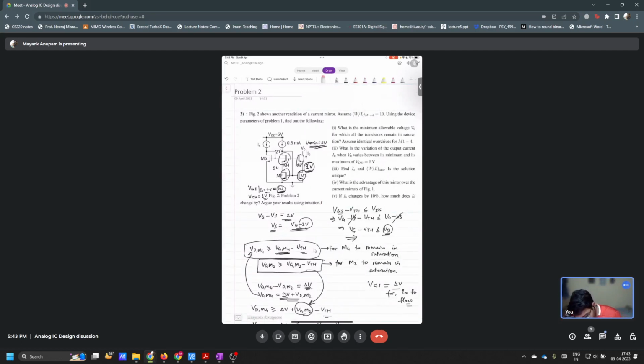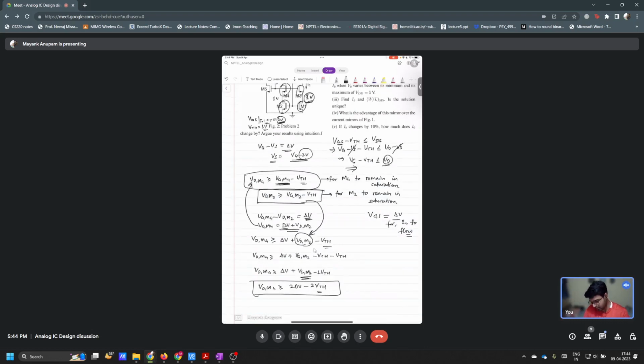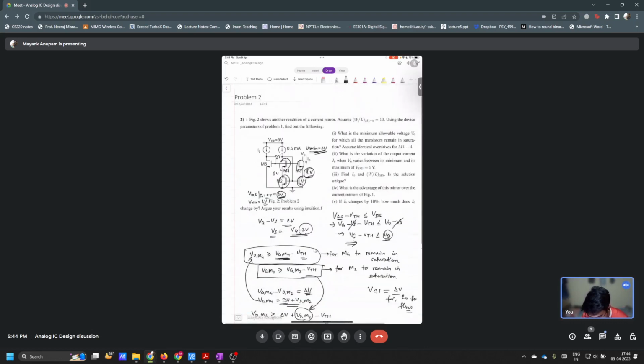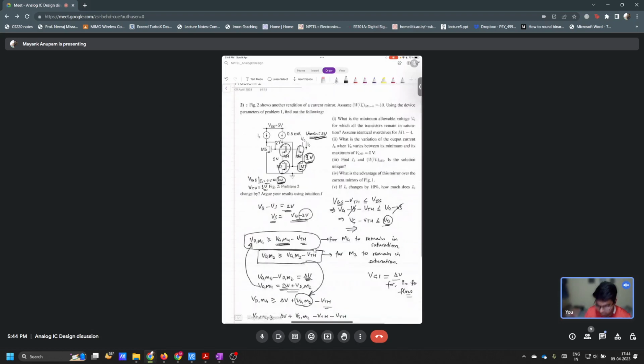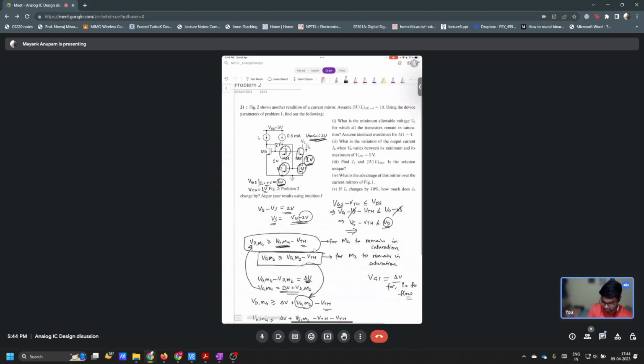The problem is that this will basically translate into some constraint on the threshold values of M2, M4 and the gate overdrive of all those transistors. If that is not satisfied, then you cannot design a telescopic cascode. Forget about saturation, you will not be able to design it. Basically some transistor will go out of saturation if that is not satisfied. So we'll talk about it later. I thought that maybe I can cover this, but let's keep it for someday else. This is slightly complicated, so next tutorial I will start with this only.